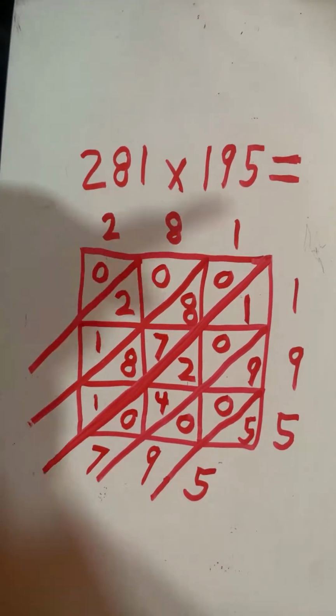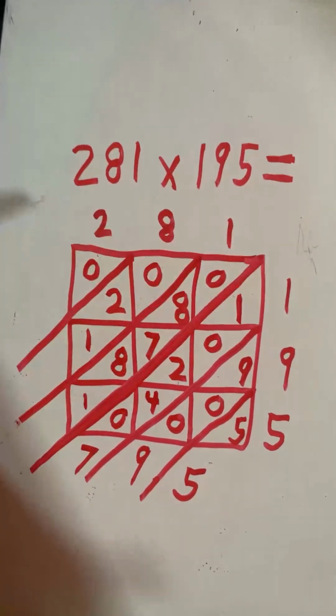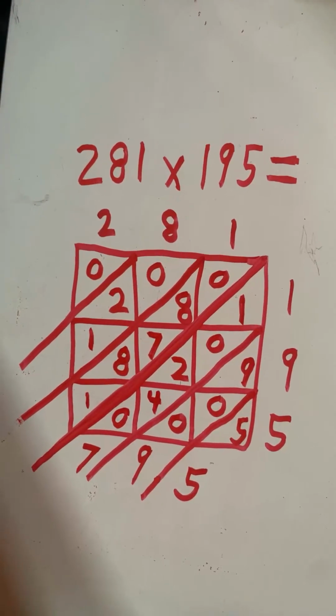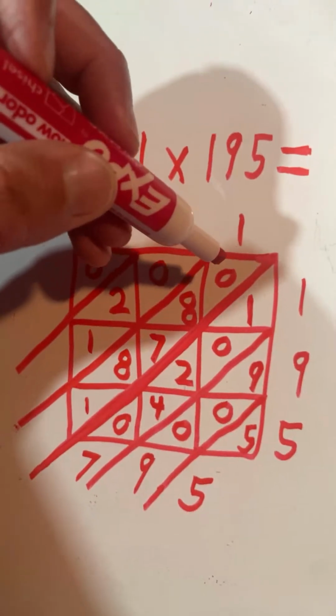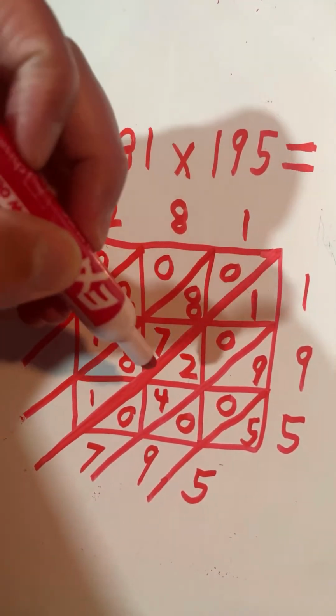What grade is this? I would say 5th and 6th grade. 5th and 6th graders work on these type of problems. All right, next we have to add the numbers that are in between these two diagonal lines.